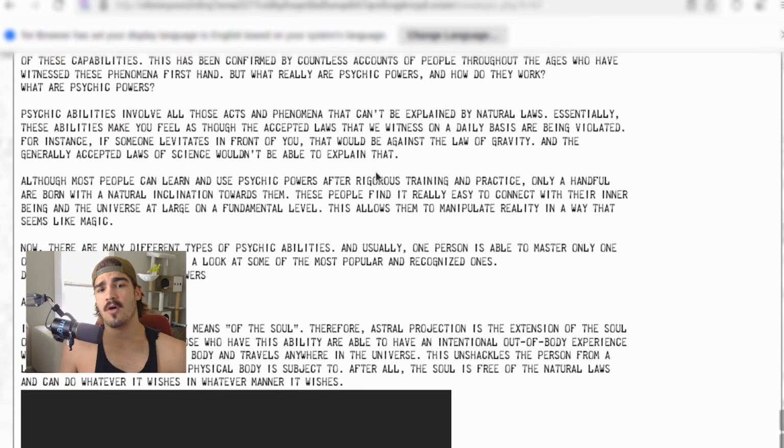Psychic abilities involve all those acts and phenomena that can't be explained by natural laws. Essentially, these abilities make you feel as though the accepted laws that we witness on a daily basis are being violated. For instance, if someone levitates in front of you, that would be against the law of gravity. So true, King. And the generally accepted laws of science wouldn't be able to explain that. Very agreeable take. Although most people can learn and use psychic powers after rigorous training and practice, only a handful are born with a natural inclination towards them.